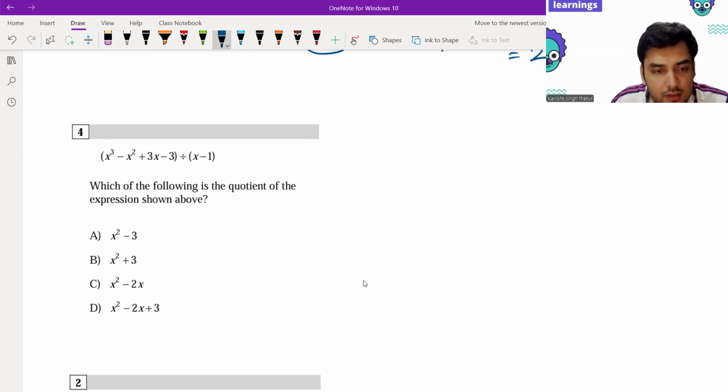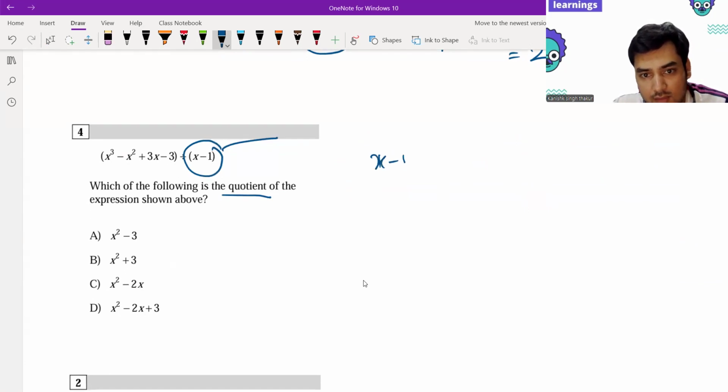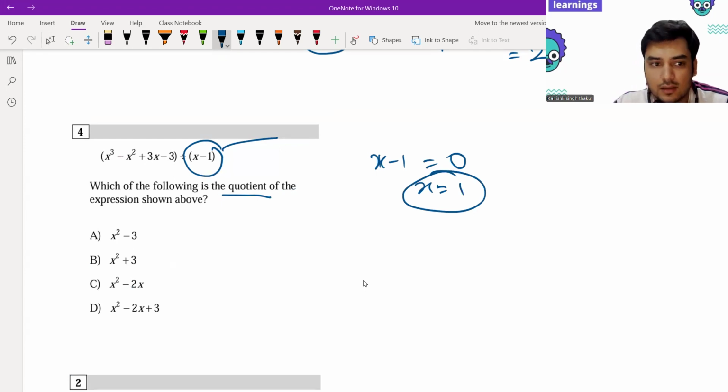Now, another thing is that they are asking for the quotient. If they were asking for the remainder, what you do is take the divisor and equate it with 0. Like x minus 1, you equate with 0. You get x equal to 1. Just put that into the dividend. You will get the answer for the remainder, but they are asking for the quotient, right? So we have to divide it and see. No option we have.